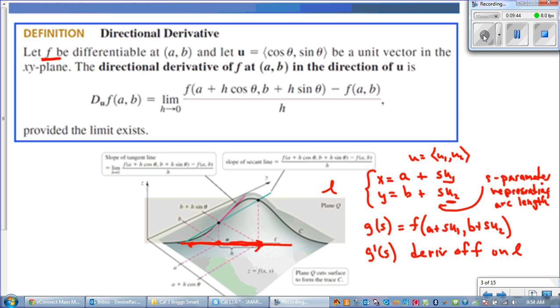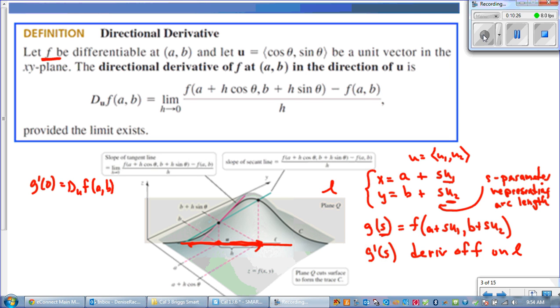Okay, well that also means then that G prime at 0 will be a directional derivative of F at AB, because when S is 0, we will be at the point AB. So G prime of 0 will be that directional derivative at the point AB. Okay, so now let's figure out what that G prime, or the directional derivative of F, will look like.